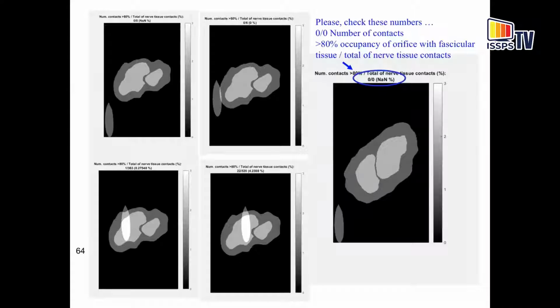We developed software to acquire this data. Advancing the imaging of the needle orifice over the cross-section of full nerves allowed us to make an accurate calculation of the risk of making an intrafascicular injection.